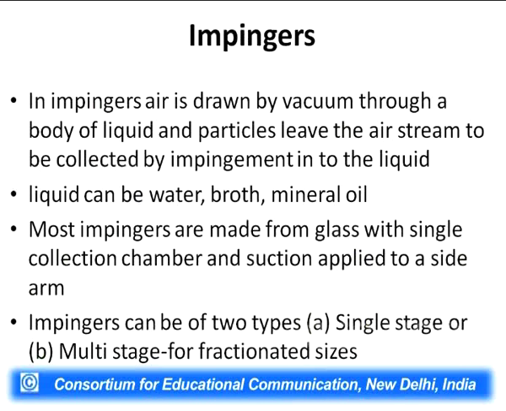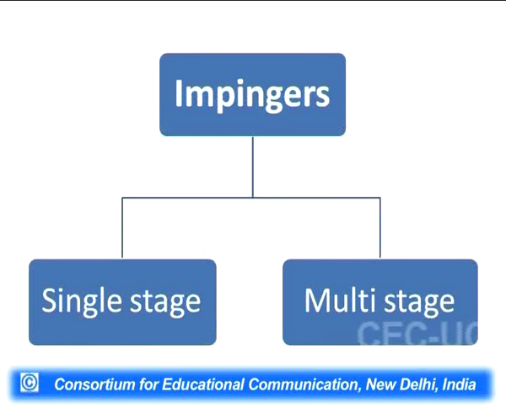Now, the next type of samplers are impinger type samplers. In impingers, air is drawn by vacuum through a body of liquid, and particles leave the air stream to be collected by impingement into the liquid. The liquid can be water, broth, or mineral oil. Most impingers are made from glass with a single collection chamber and suction applied to a side. Impingers can be of two types, single stage or multi-stage, also called fractionated size impingers.